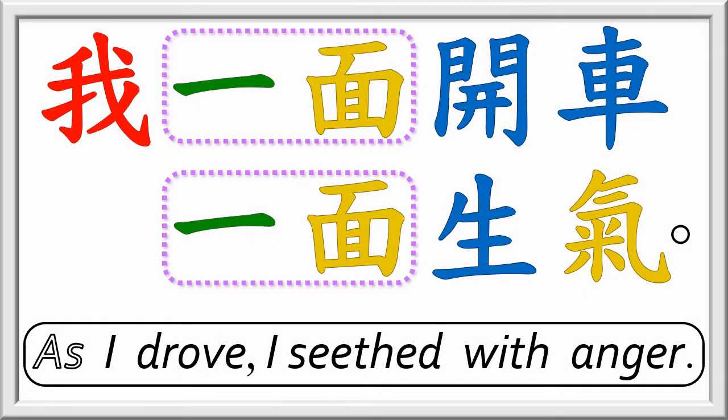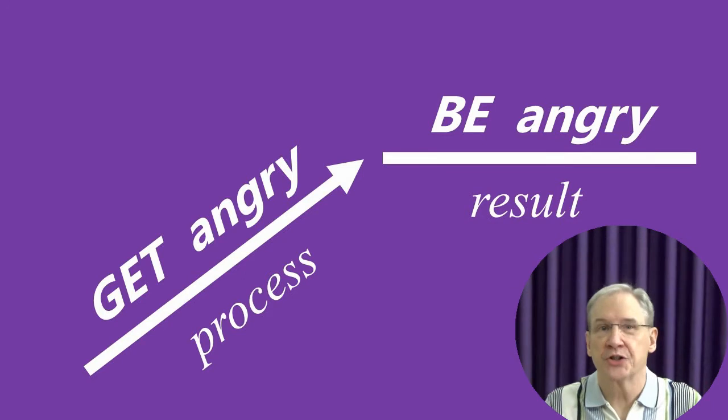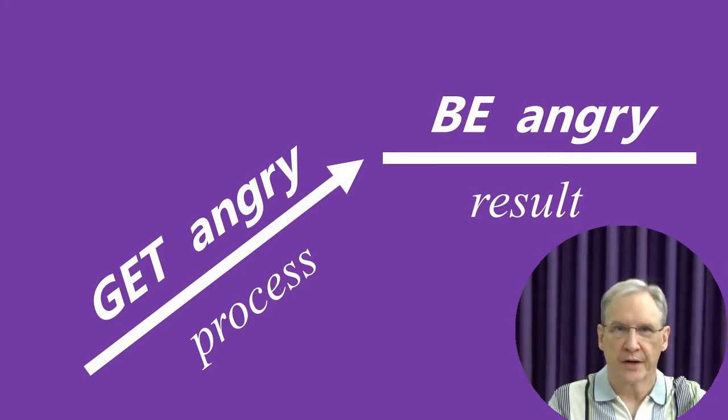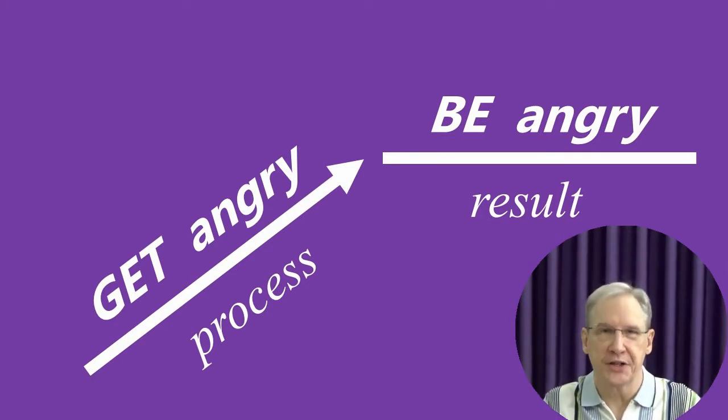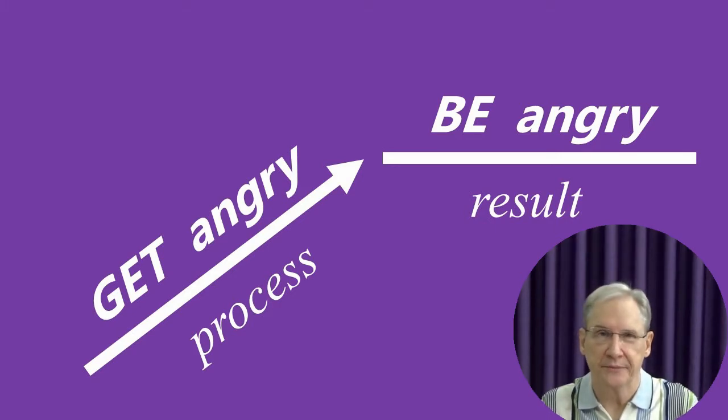An especially useful construction is 一面, 一面, meaning two actions occur simultaneously. 我一面开车,一面生气. As I drove along, I seethed with anger. Notice that 生气 in Chinese does not distinguish the process of getting angry from its result, to be angry. So it's both a verb and an adjective at the same time. To make it a verb in English, I had to use an expression along the lines of to seethe with anger. Expressing a process and its result is an important difference between English and Mandarin.